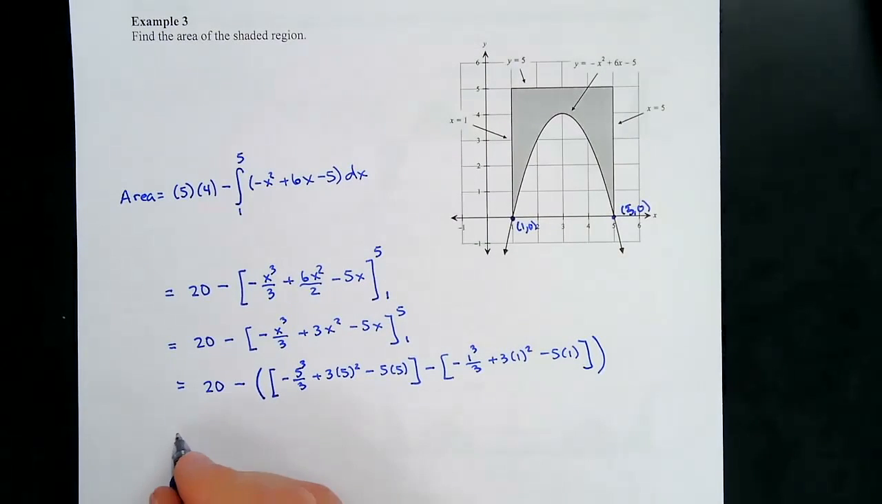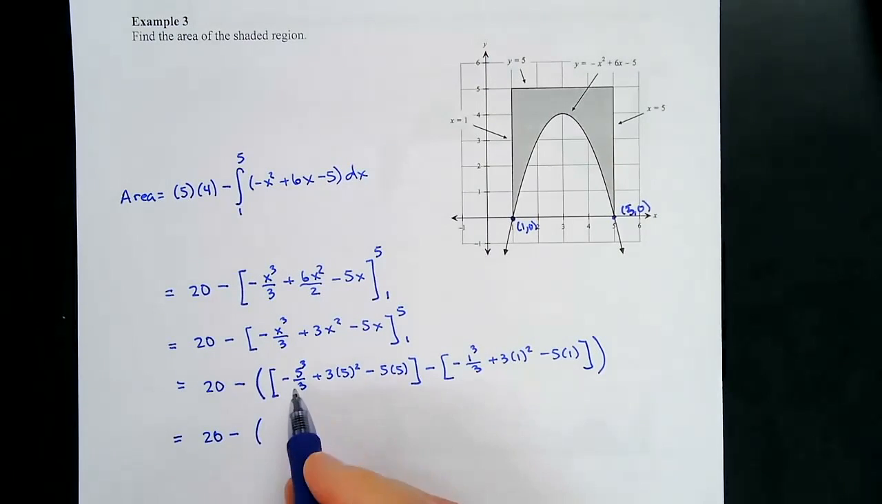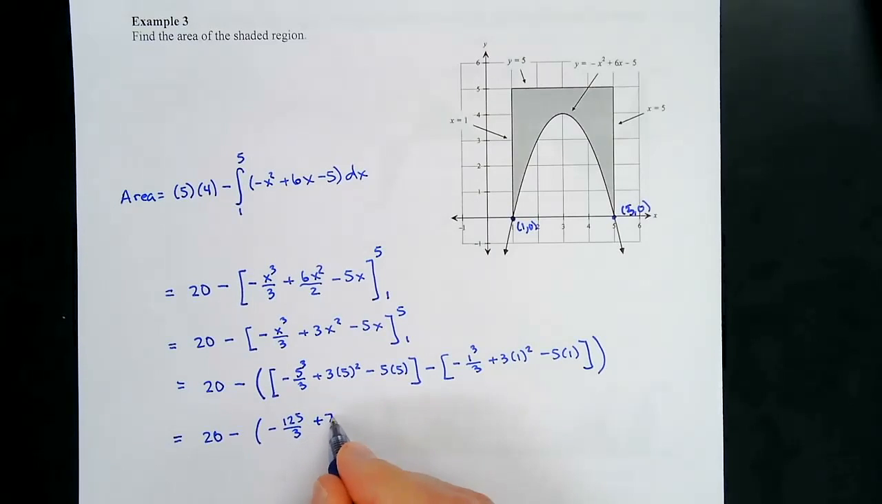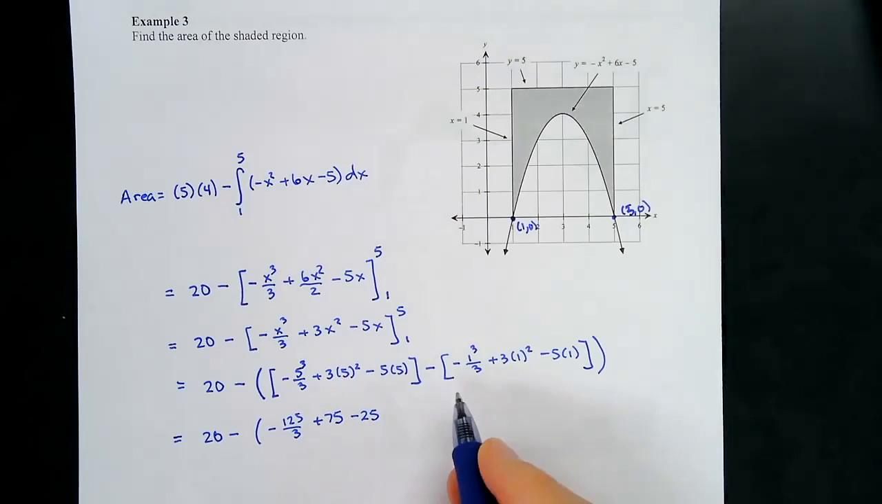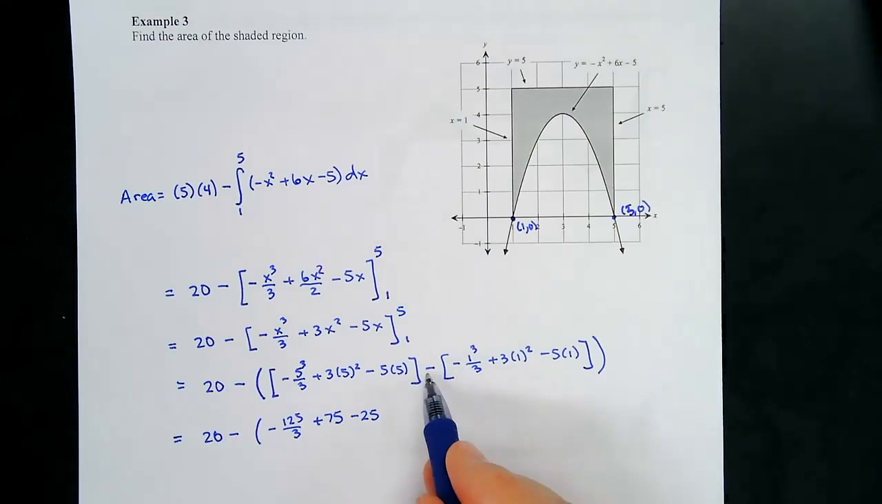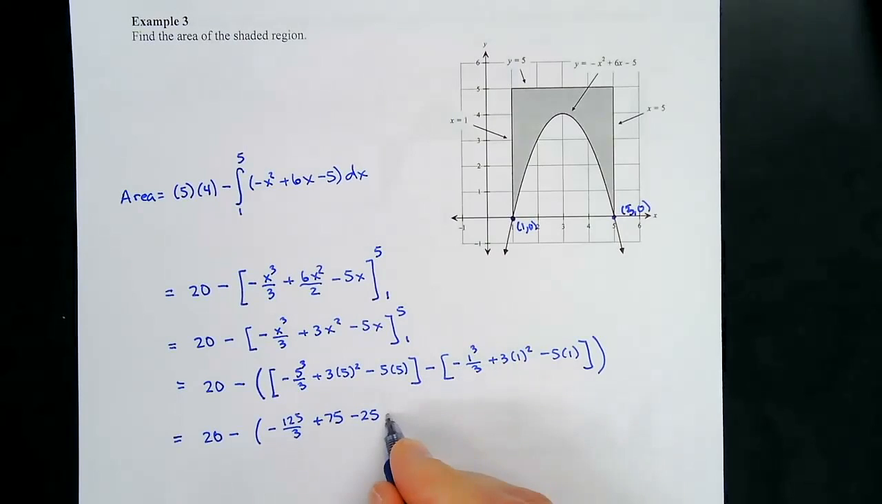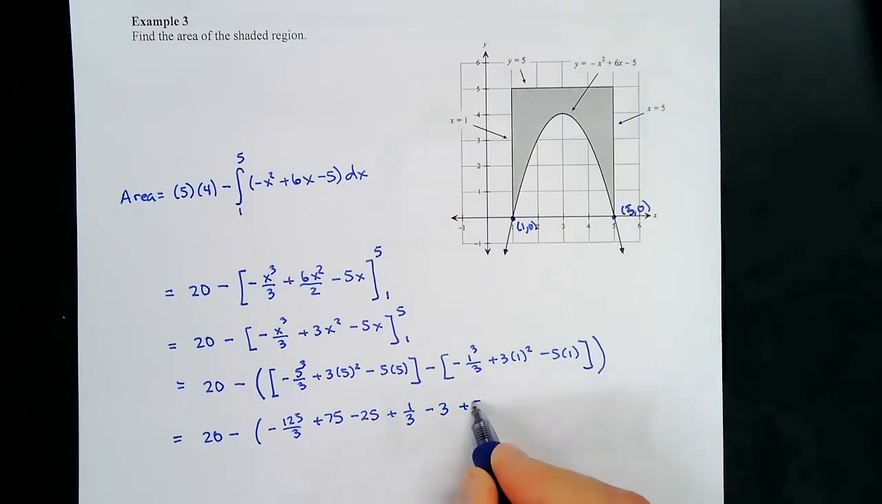So coming back, this is equivalent to 20 minus, this would be negative 125 over 3. This would be 25 times 3. So this is going to be plus 75 minus 25. This is negative 1/3, but I'm subtracting it, right? So each of these is going to change signs on me. So this is going to be positive 1/3, so plus 1/3. This is going to be minus 3. And this is going to be plus 5.